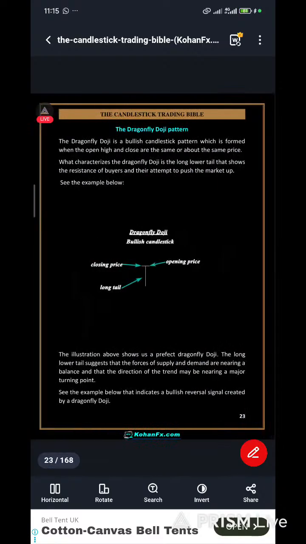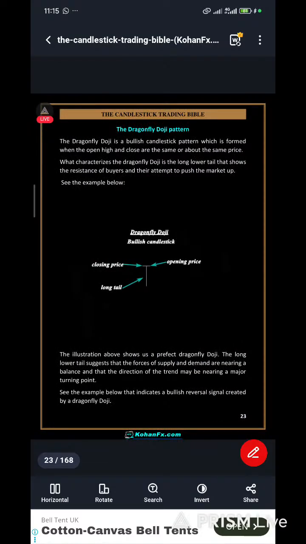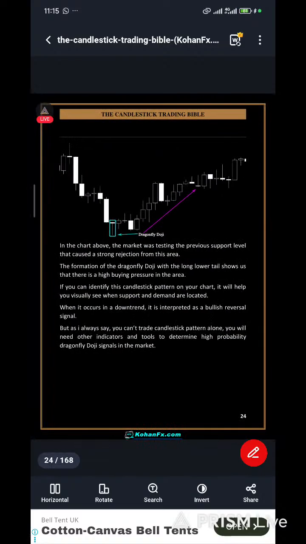So now, the dragonfly doji is a bullish candlestick pattern which is formed when the open and the close are the same or about the same price. What characterizes the dragonfly doji is the long lower tail that shows the resistance of buyers and their attempt to push the market up. Have you seen it? To push the market up.